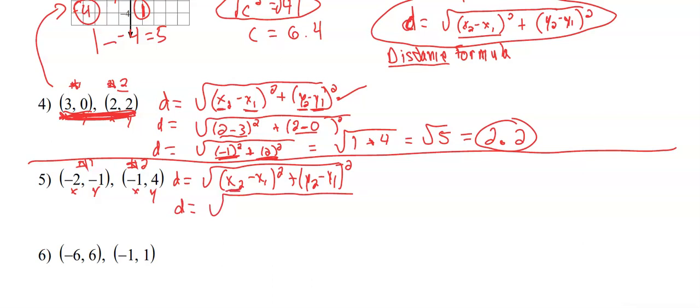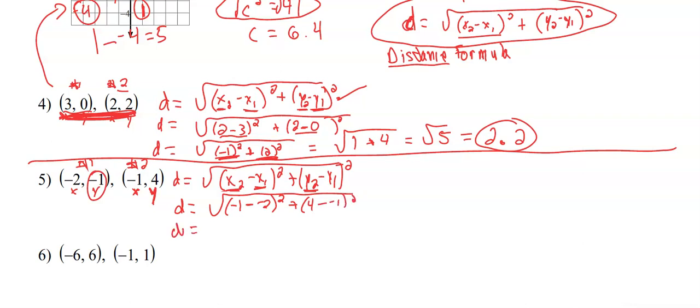So this means go to the second point, find your x coordinate. That's going to be a negative 1. Then we're going to subtract, go to the first point, find your x coordinate. That's going to be the negative 2. And then that needs to get squared. This means go to the y coordinate in the second point. So that's this guy here, the 4. Subtract the y coordinate in the first term. That's going to be your negative 1.